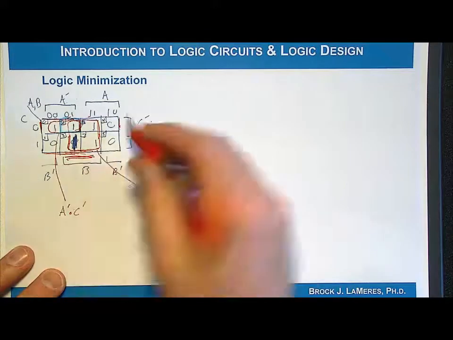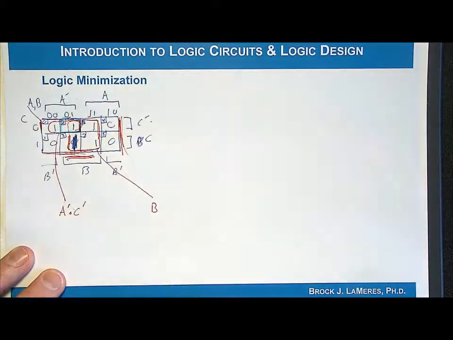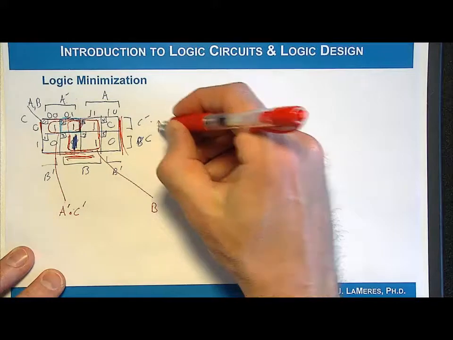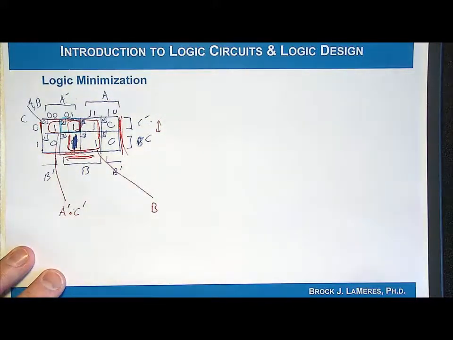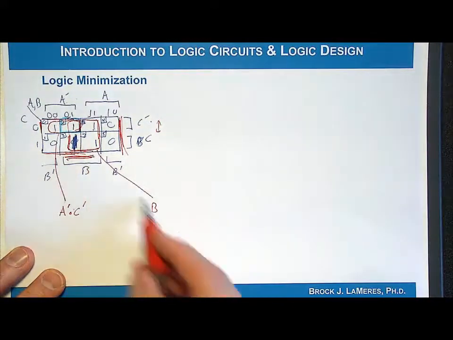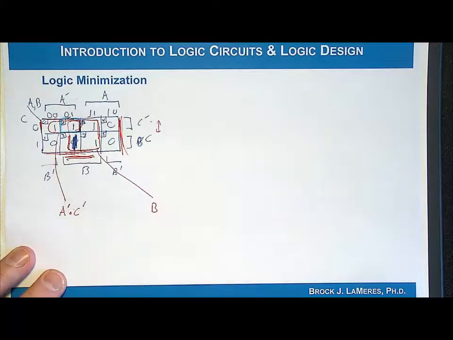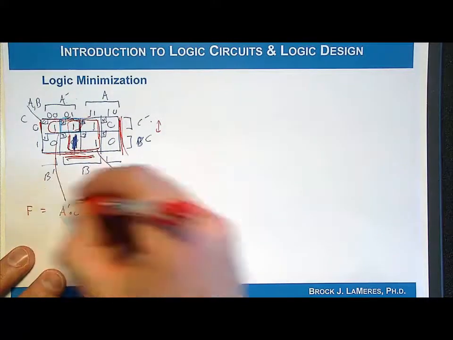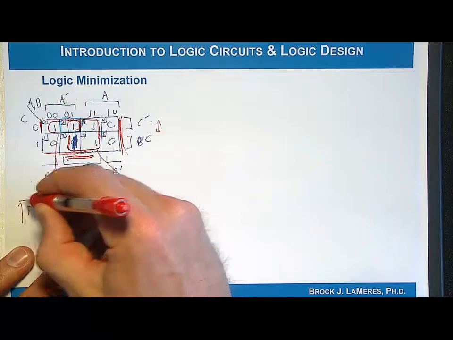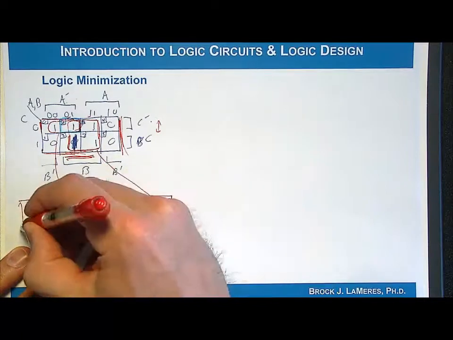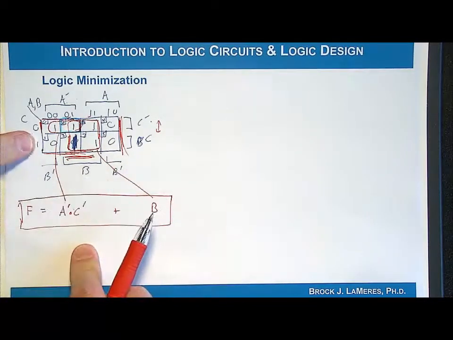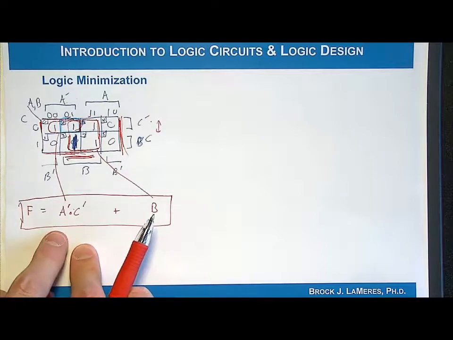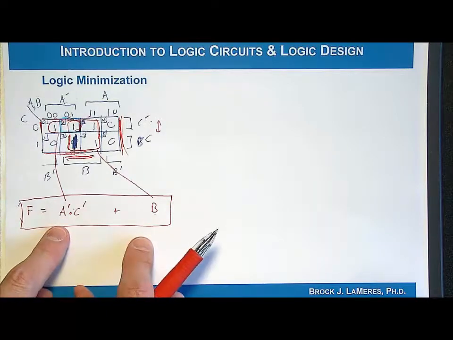And then finally, it covers a region where C is both a 0 and a 1, so it spans this region here, so I can exclude C. So the product term for that circle is simply B. The final step is summing all my product terms, and I now have a minimized logic expression for this Kmap. It's F is equal to A naught and C naught ORed with B.